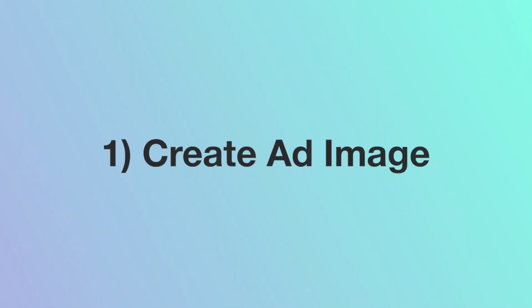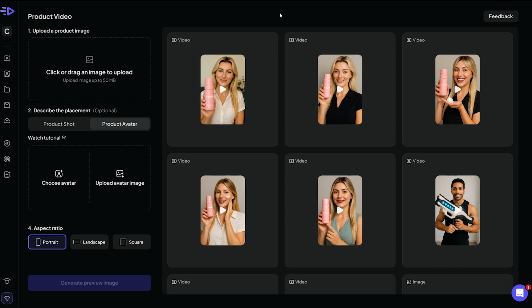So before you create the videos for your advert, you need to start by creating your ad images. And let me show you how easy that is. So to create that starting image of our AI person holding our product, we need to upload our product here, choose our avatar here, and this tool will do the rest.